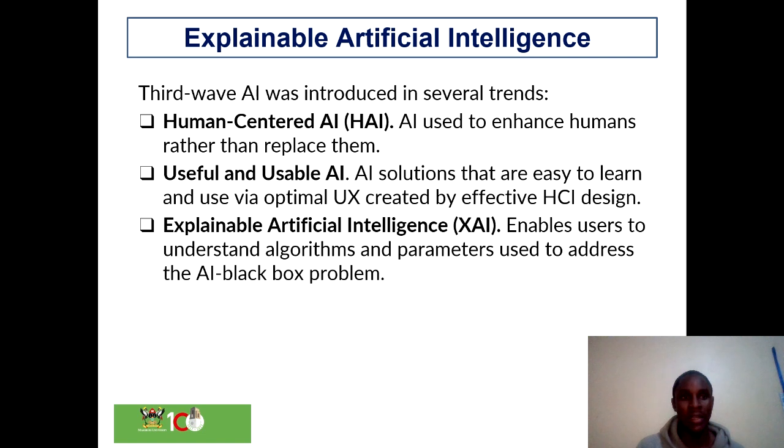This emerged through the third wave of AI, which introduced several other trends, including human-centered AI, which focuses on the idea of using AI to enhance humans rather than replacing them. And then useful and usable AI, which focuses on creating solutions that are easy to learn and use through optimal user experiences created by effective human-computer interaction design. And then lastly, explainable AI, which should enable users to understand algorithms and parameters used to address the AI black box problem.